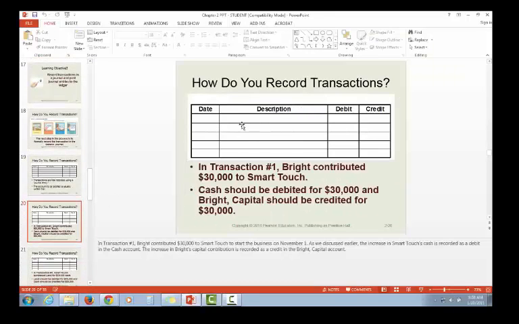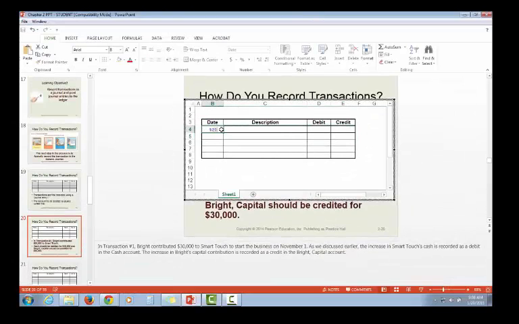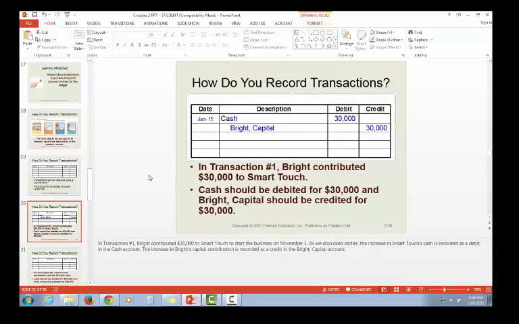So if we were to complete that journal entry, we would put in the date. Let's assume it is as of today, so the date would be 1/20/15. So we're going to debit cash. We put cash under the description, which is just whatever account is being affected. We're going to debit it for $30,000. And then for the credit for Bright Capital, we would indent it and put Bright Capital and credit it for $30,000. So that's how our journal entry would look, okay?